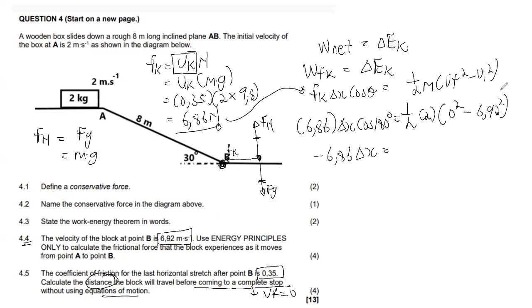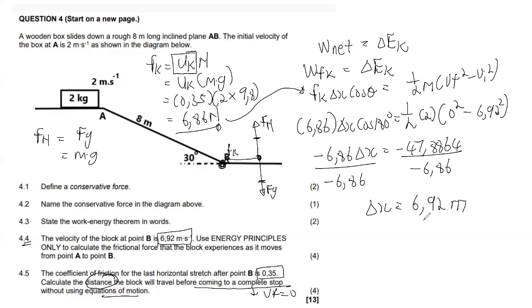And then doing all of this will give us a value of negative 47.8864. I'm not rounding off anything. Now I'm dividing both sides by negative 6.86. Then our delta x, the distance, will now be 6.92 meters, right? And that's how you were supposed to calculate this question for a total mark of 13.